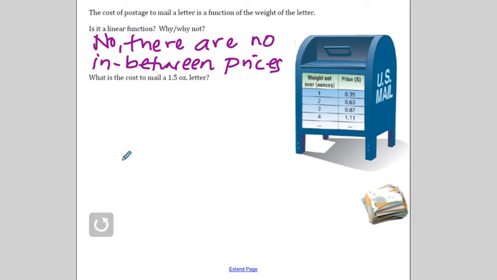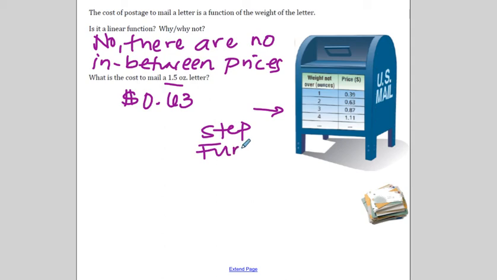Okay. So what is the cost to mail a 1.5 ounce letter? Well, here's my weight in ounces. I can go up to 1 ounce and pay 39 cents, but this is over 1 ounce, so I can go up to 2, which would be my 1.5, right, would be less than 2, so I would have to pay 63 cents for my 1.5 ounce letter. So this is an example of what we call a step function. It usually deals with flat rates that you have to pay for each one.